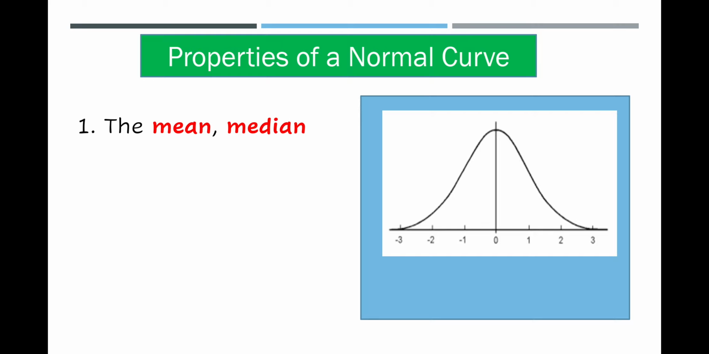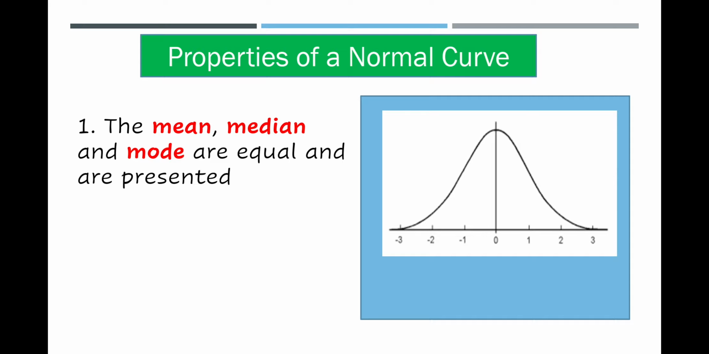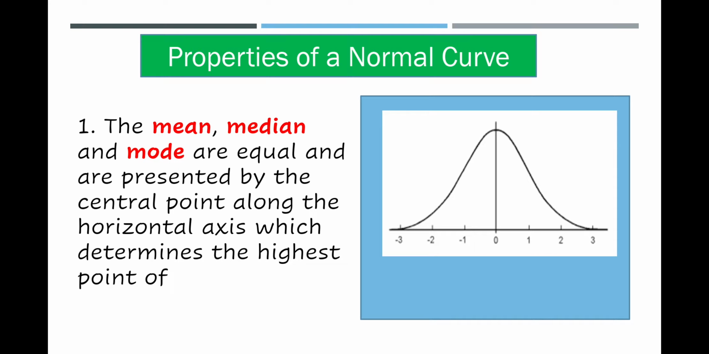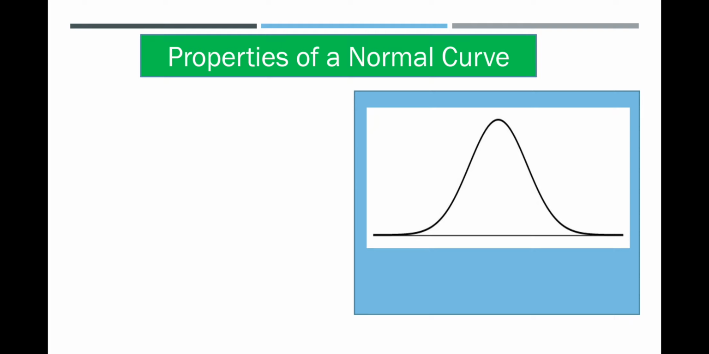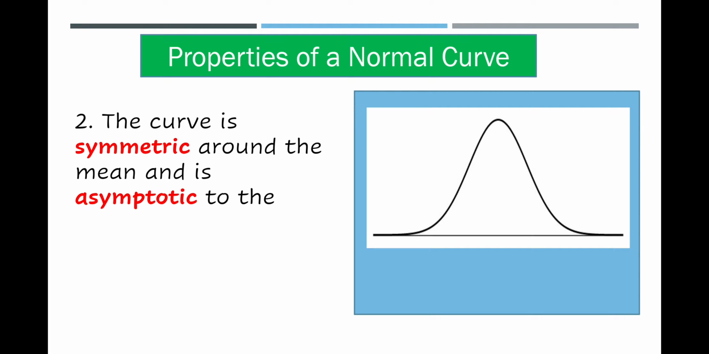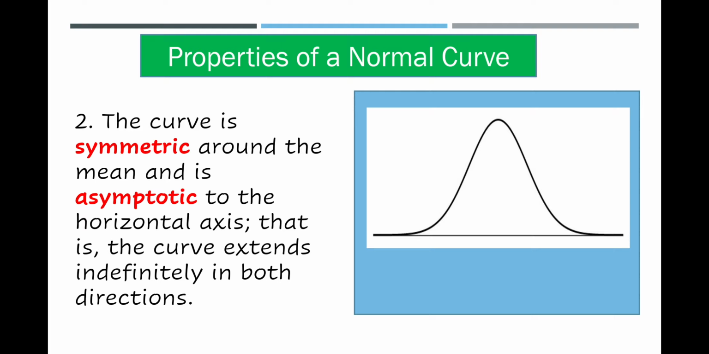First property, the mean, median, and mode are equal and are represented by the central point along the horizontal axis, which determines the highest point of the curve. Second property, the curve is symmetric around the mean and is asymptotic to the horizontal axis. That is, the curve extends indefinitely in both directions.